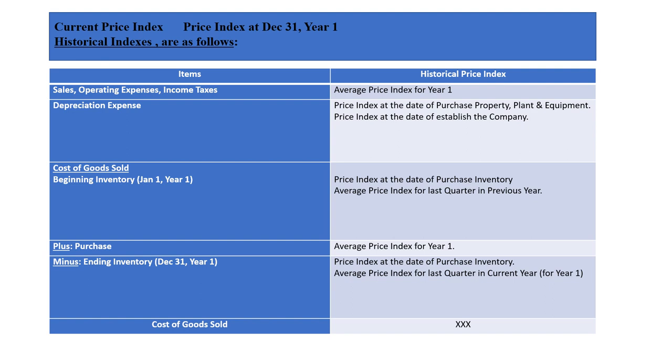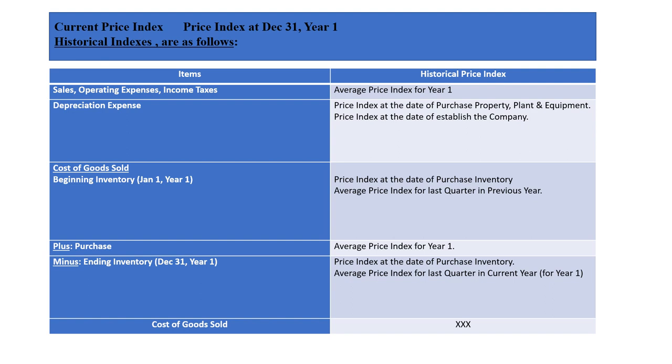Cost of goods sold equals beginning inventory at January 1st, year one, plus purchases minus ending inventory at December 31, year one. The historical price index for the beginning inventory is the price index at the date of purchase of the inventory, if it is available. If it is not available, use the average price index for the last quarter of the previous year.